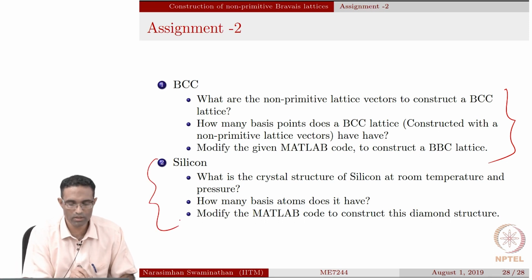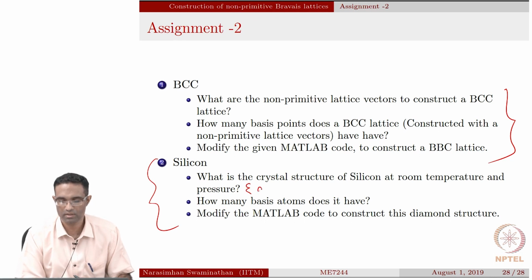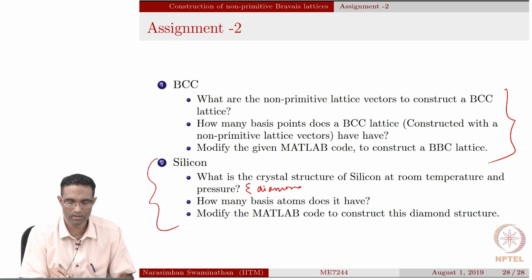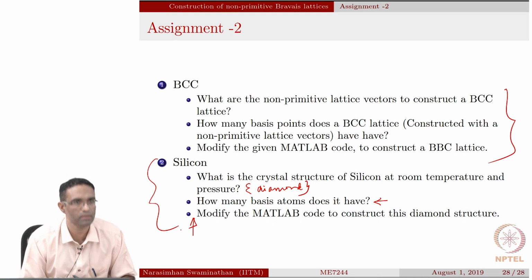The second assignment is what is the crystal structure of silicon at room temperature and pressure. What is it? Diamond. So the question is, how many basis atoms does it have, and how will you modify this MATLAB code to actually construct your diamond structure? Okay.